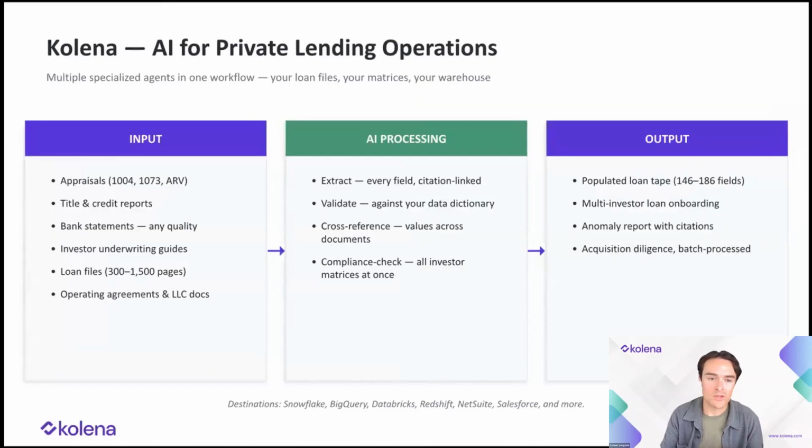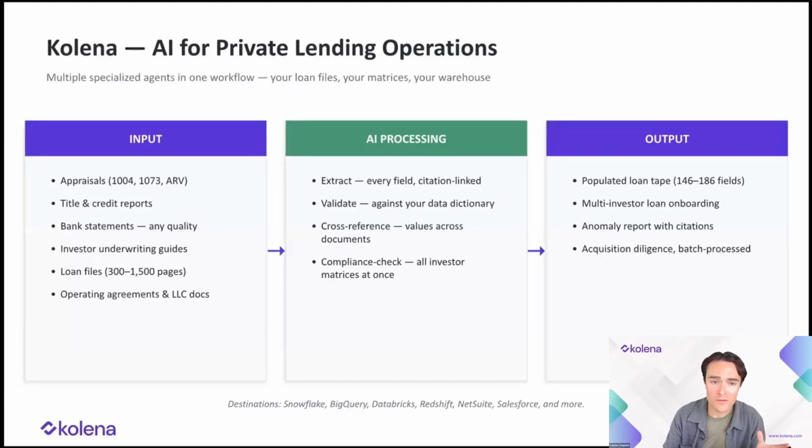You'll run into context issues, to the point about Claude or ChatGPT. We know Claude has a much bigger context window than some of the other LLMs, but it's still not big enough to handle some of the large loan packages that you all get. Middle column is where the agents work. We extract every field with citations. We validate against your ground truth. We cross-reference values across documents, which is a big thing.